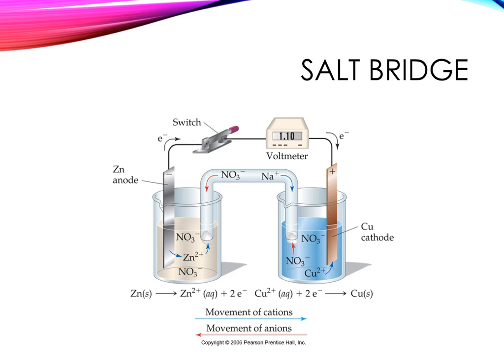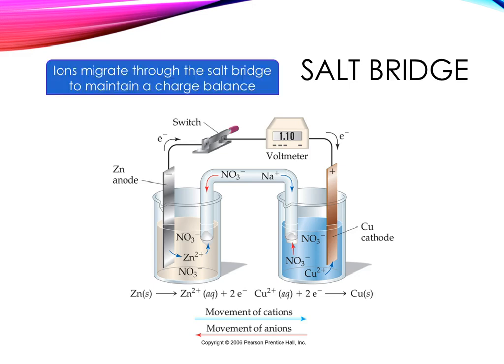The salt bridge is the other important component of the voltaic cell that we haven't talked about yet. And what the salt bridge does is allow ions to migrate so that we can maintain a charge balance as the cell runs. Otherwise, you get a buildup of positive charge in the anode compartment, and you're losing positive charge in the cathode compartment, and you wouldn't have a complete path. You don't have a complete circuit.